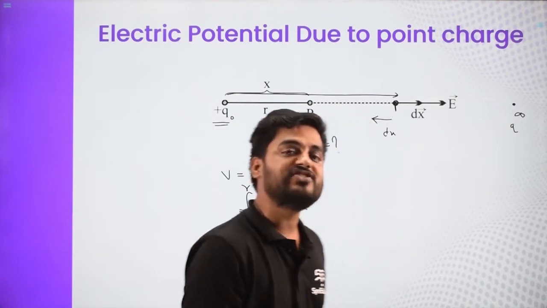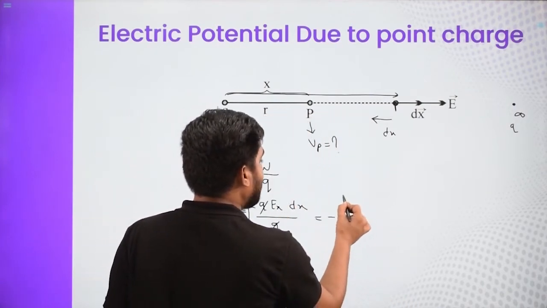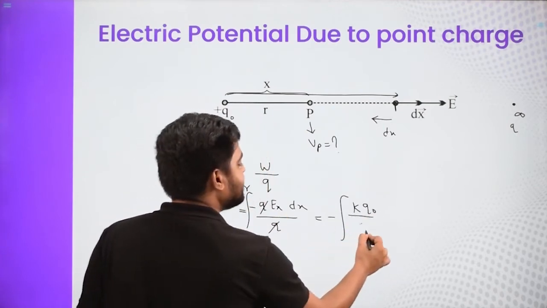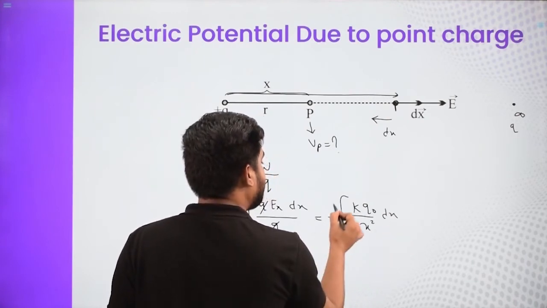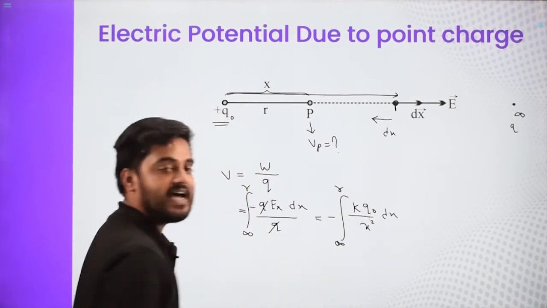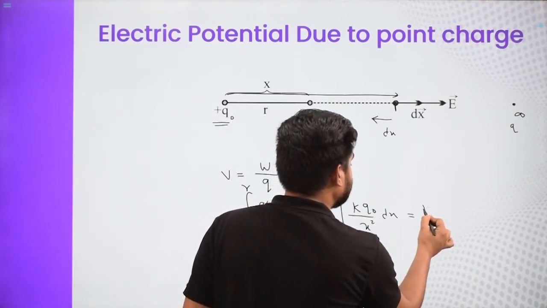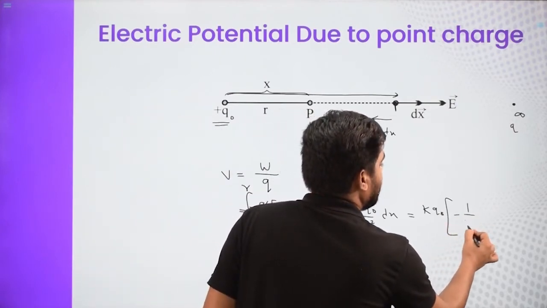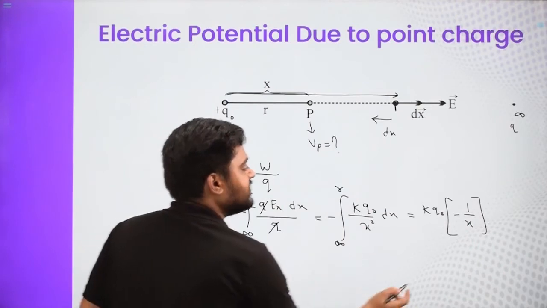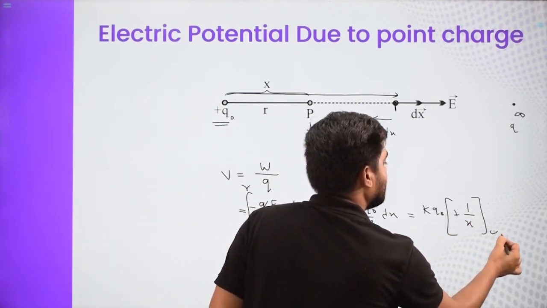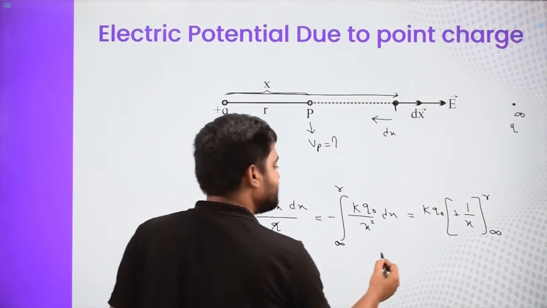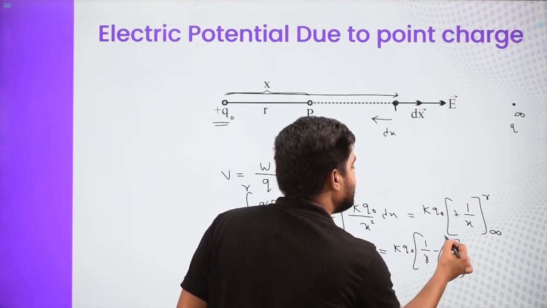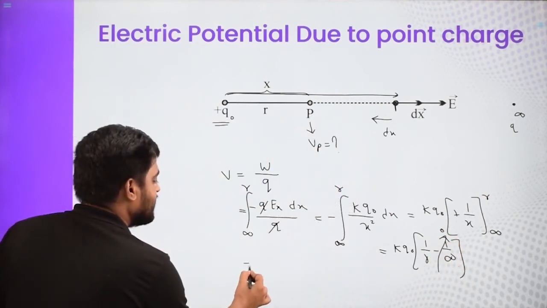What about E at x? Electric field at x due to a point charge is given by kq by r square, which here is kq by x square. So this is minus kq by x square dx, and the integration happens from infinity to the particular distance r. The integration of 1 by x square is minus 1 by x, and since there is a minus sign, it becomes positive. From infinity to r, that gives me kq 1 by r minus 1 by infinity. 1 by infinity is 0, so this is kq by r.